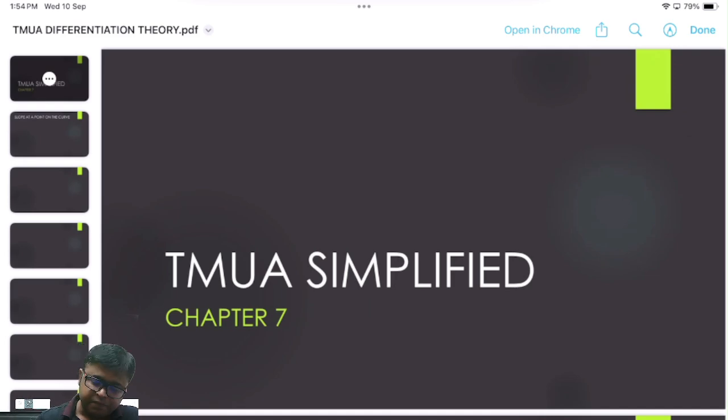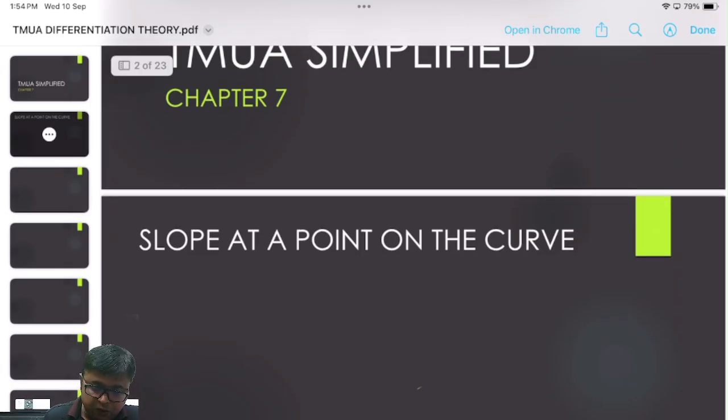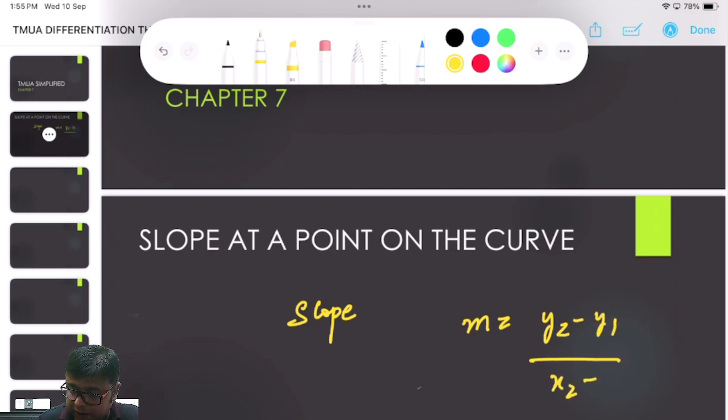Right. So let's start. Now, before moving on to differentiation, let us understand what we mean by slope at a point on the curve. Right. Before even that, we have to understand the meaning of slope. Slope, as we have all studied in coordinate geometry, is nothing but change in y upon change in x, y2 minus y1 upon x2 minus x1. You can say delta y upon delta x. This is what slope means, right?